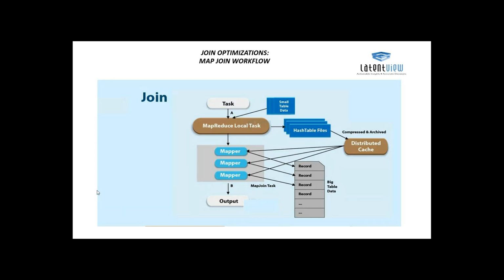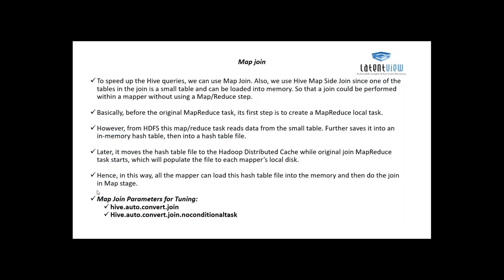Here, if you see the small table data, A is a very small table. I am trying to do a map side join on top of that small table. Internally, it gets converted into hash table files and then goes into the distributed cache, and a copy of it will be allocated to all the mappers. So when it joins with the big table, the time to retrieve the output will be very less. In this way, all the mappers can load this hash table file into memory and do the join in the map stage itself.